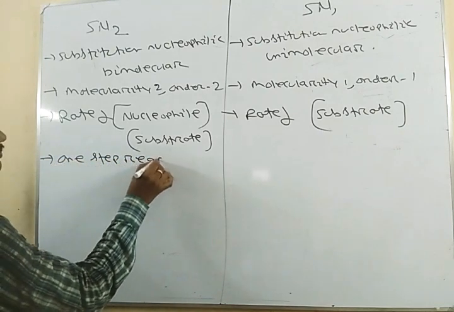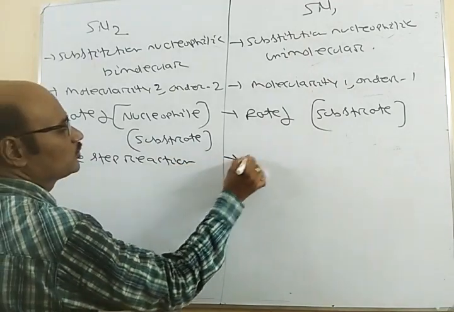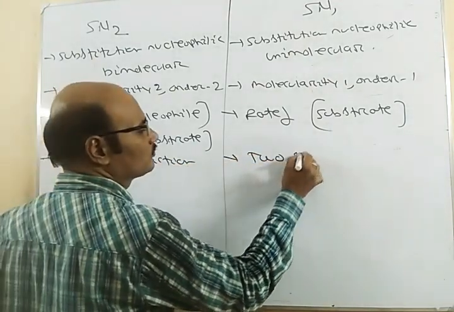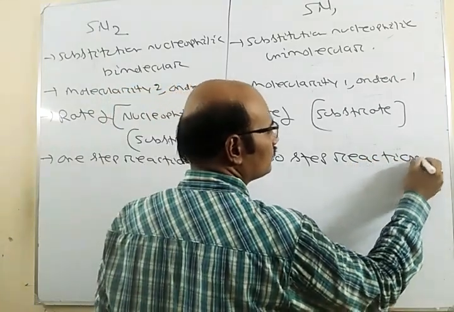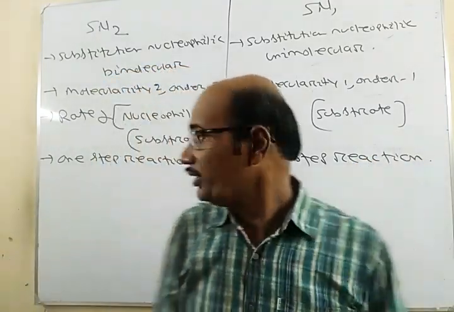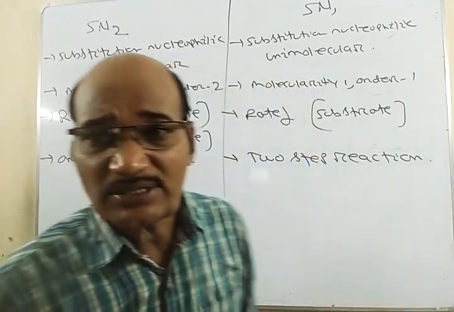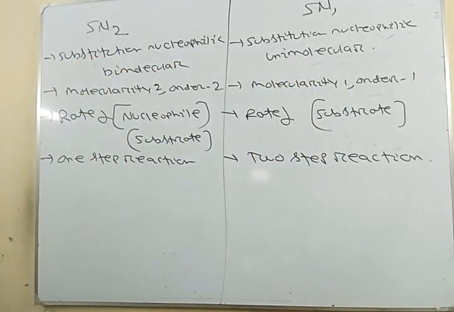Now, this is a one-step reaction, and this is a two-step reaction. So SN2 is a one-step reaction and SN1 is a two-step reaction.